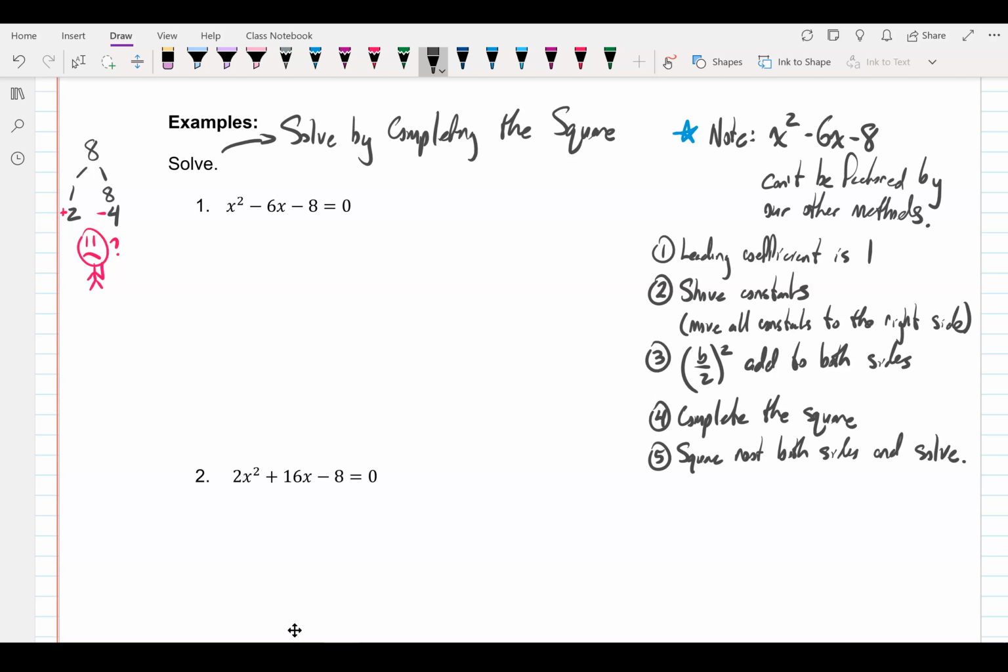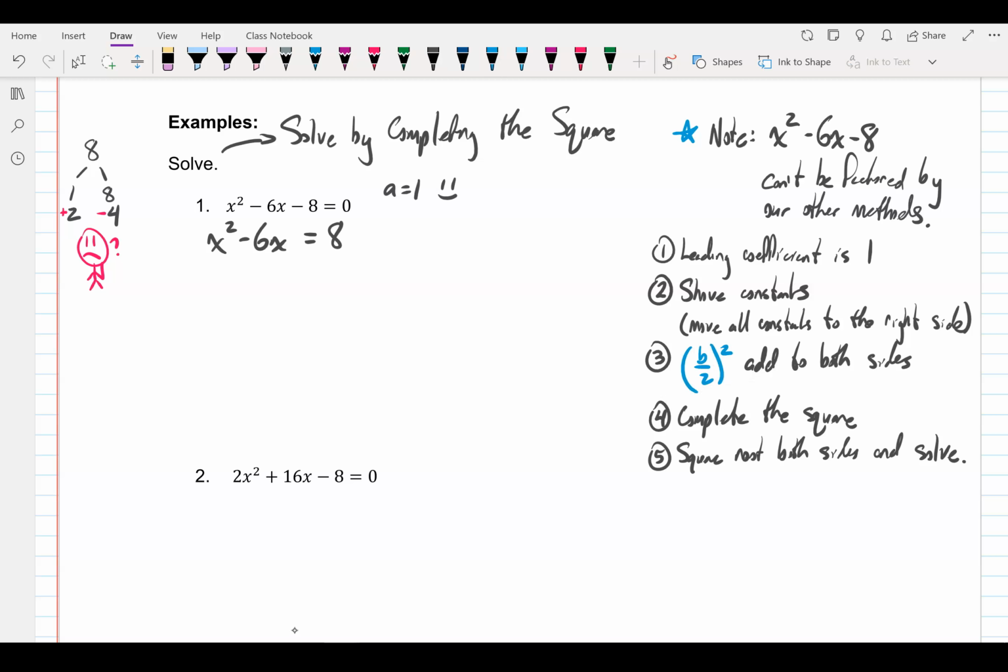Okay, let's follow our method. First things first. Look at this. Is the leading coefficient 1? Yes, it is. A is 1. We're good to go. Good thing. Second, shove the constants. Okay, yes, sir. Bring the constant to the other side. You get an 8 on the right side. Positive 8. Now we need to get our b over 2 all squared. We need to add that to both sides.